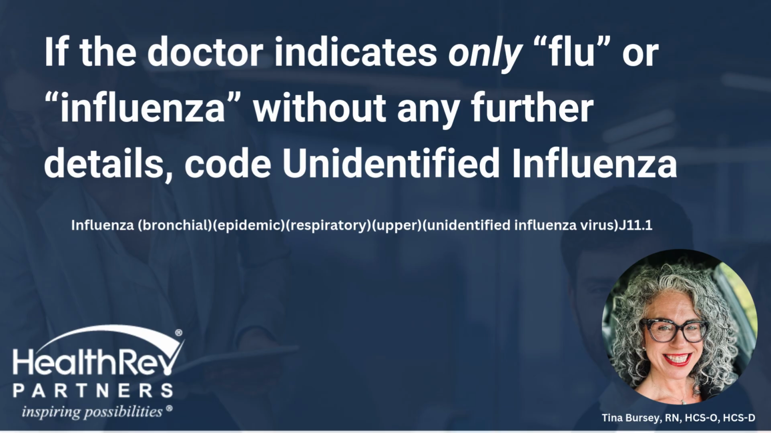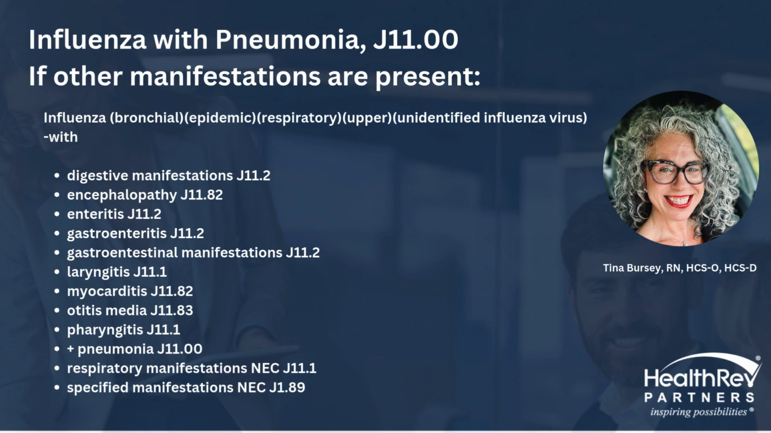Thanks, Hannah. If the MD indicates only flu or influenza without any further details, the alpha index leads you to unidentified influenza virus, and you should code J11.1. If the MD indicates that the patient has influenza with pneumonia, the alpha index leads you to J11.00. If other manifestations are present, find those in the list below.